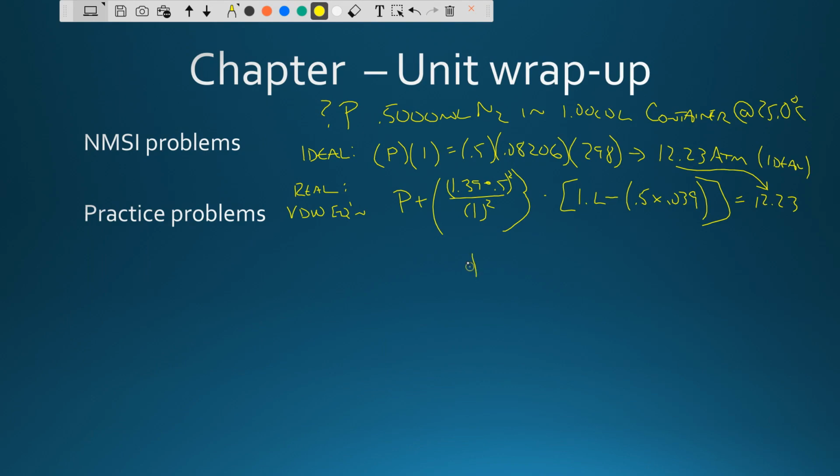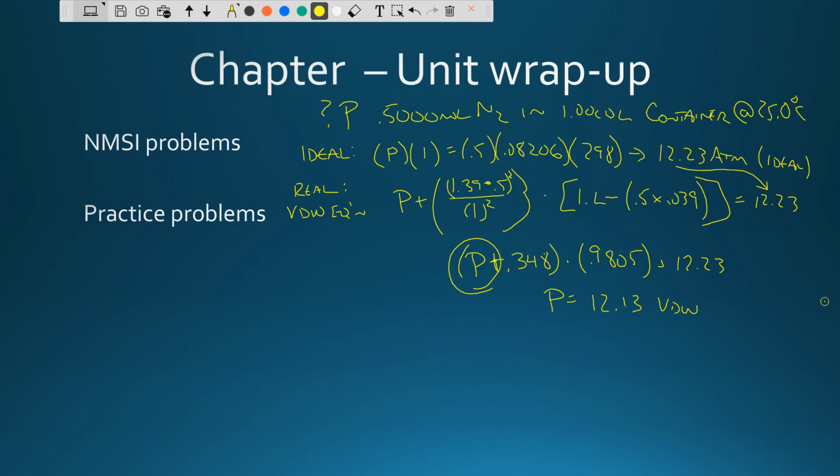So if I'm going to derive this down, I'm going to get pressure plus 0.348 times 0.9805. That will equal 12.23. If I take a look at this and solve for my pressure, I've got to multiply this and multiply this, so I divide by my 0.9805. I'm going to get my pressure as now being 12.13. That's my van der Waals pressure. That's my real gas pressure.